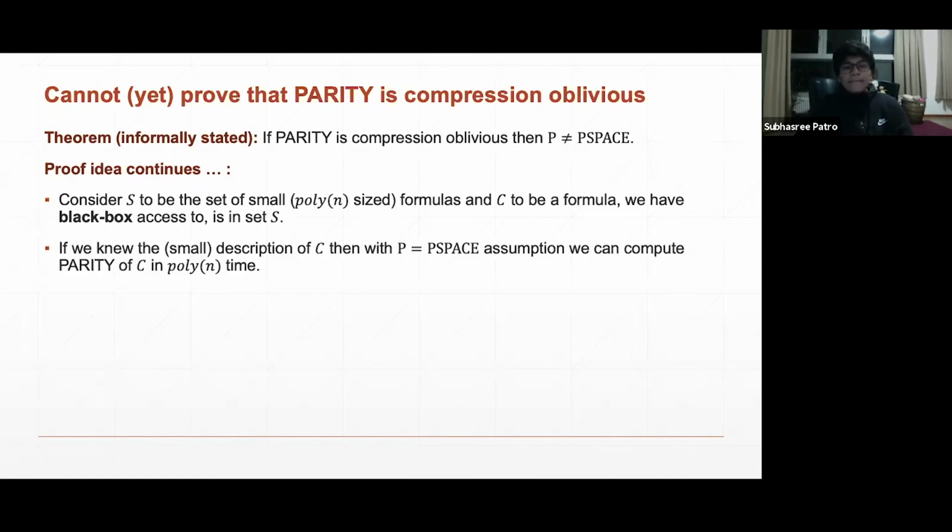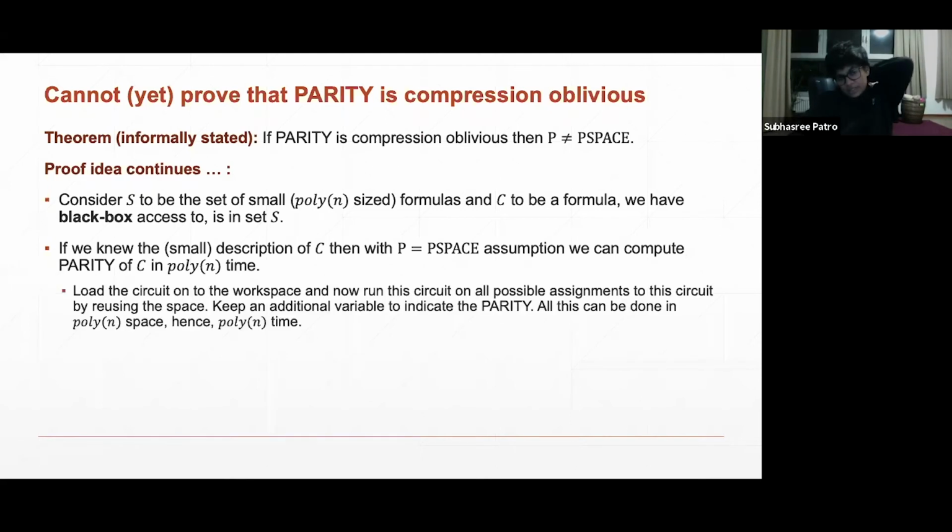Now, by chance, if someone actually gave me the description of C, saying here is a small circuit and here is the whole description, then under this P equals PSPACE assumption, I can compute the parity of C in poly n time. We can do that because this P equals PSPACE assumption is a very big assumption. We could load the description of the circuit on our workspace in the Turing machine, and then run this circuit on every possible assignment. While running it, I can continuously reuse the space, so under this assumption I am also reusing my time. I only require poly n amount of space, which translates to poly n amount of time. So if I can get this description of C, then I'm done.